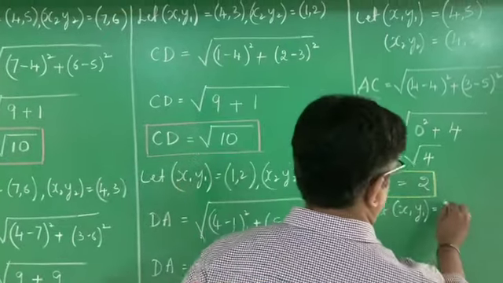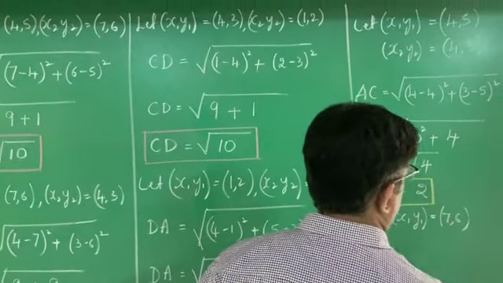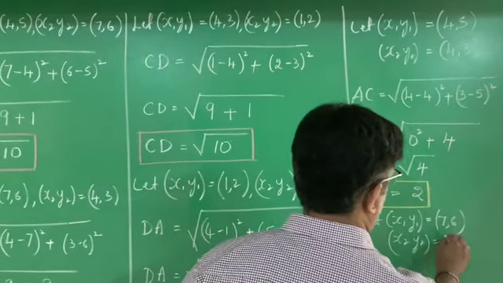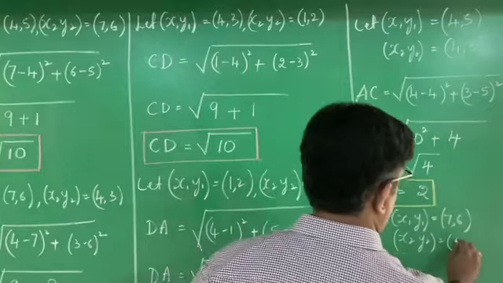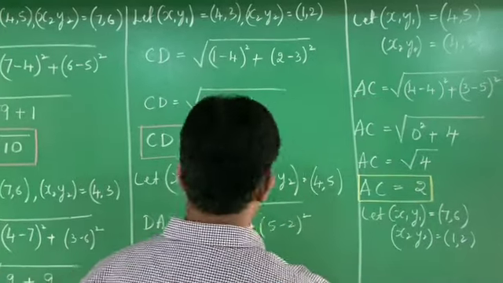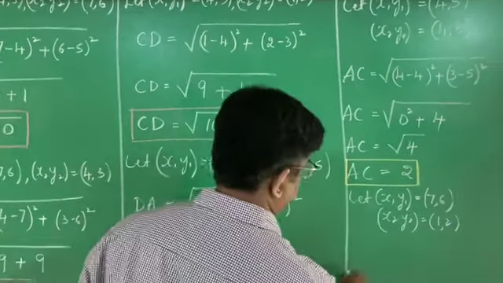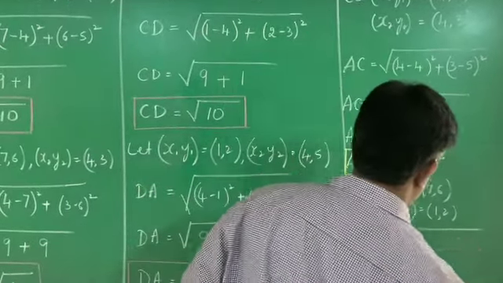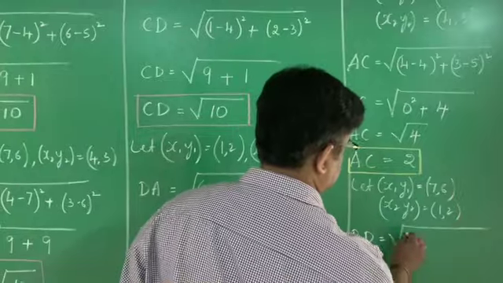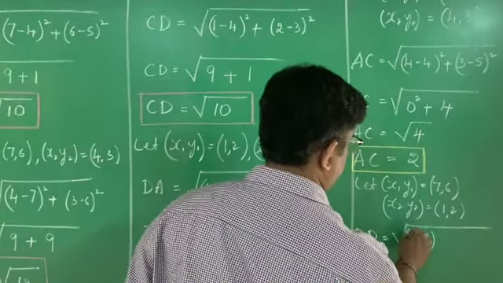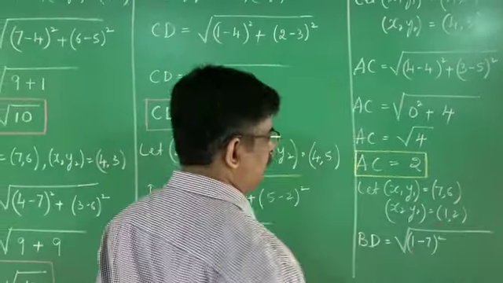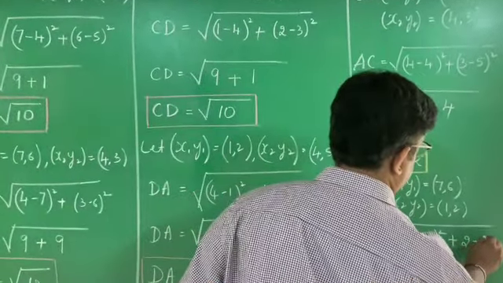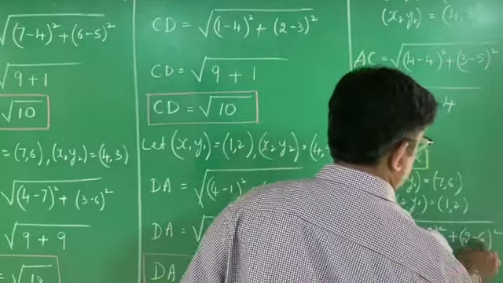(x1, y1) is equal to (7, 6), and (x2, y2) is equal to (1, 2). Now I am finding the length of BD. BD is equal to the square root of (1 minus 7) whole square plus (2 minus 6) whole square.